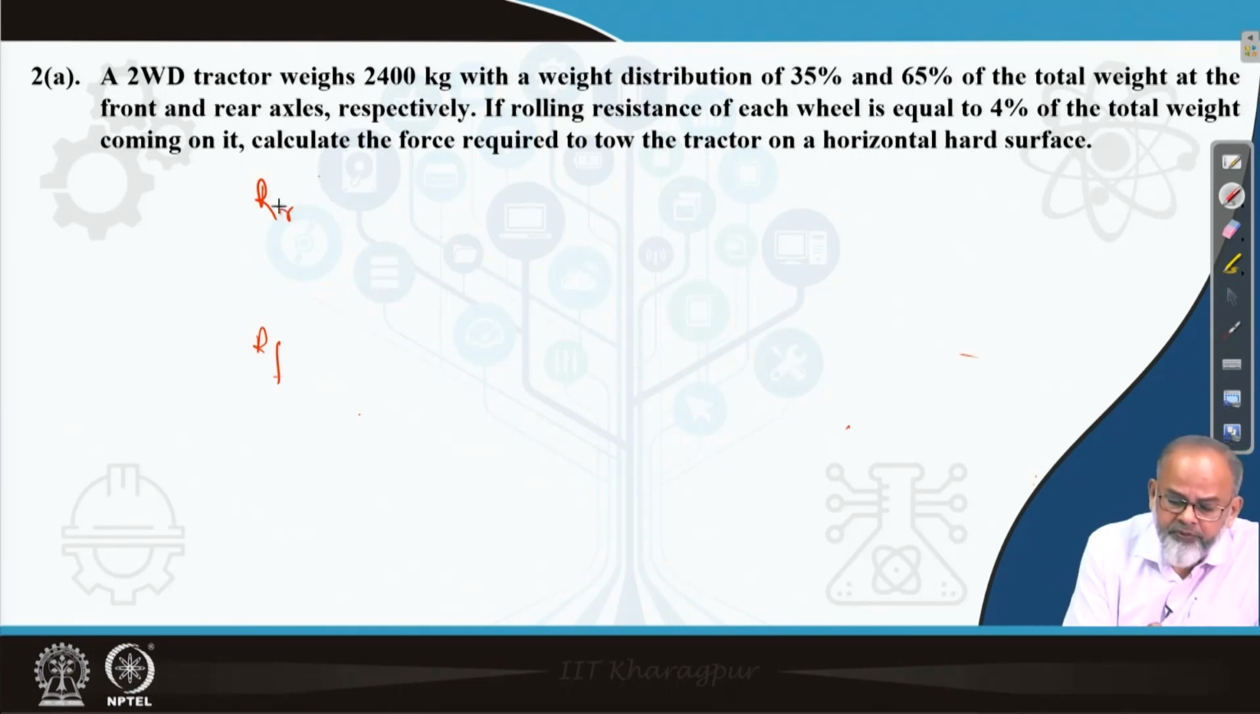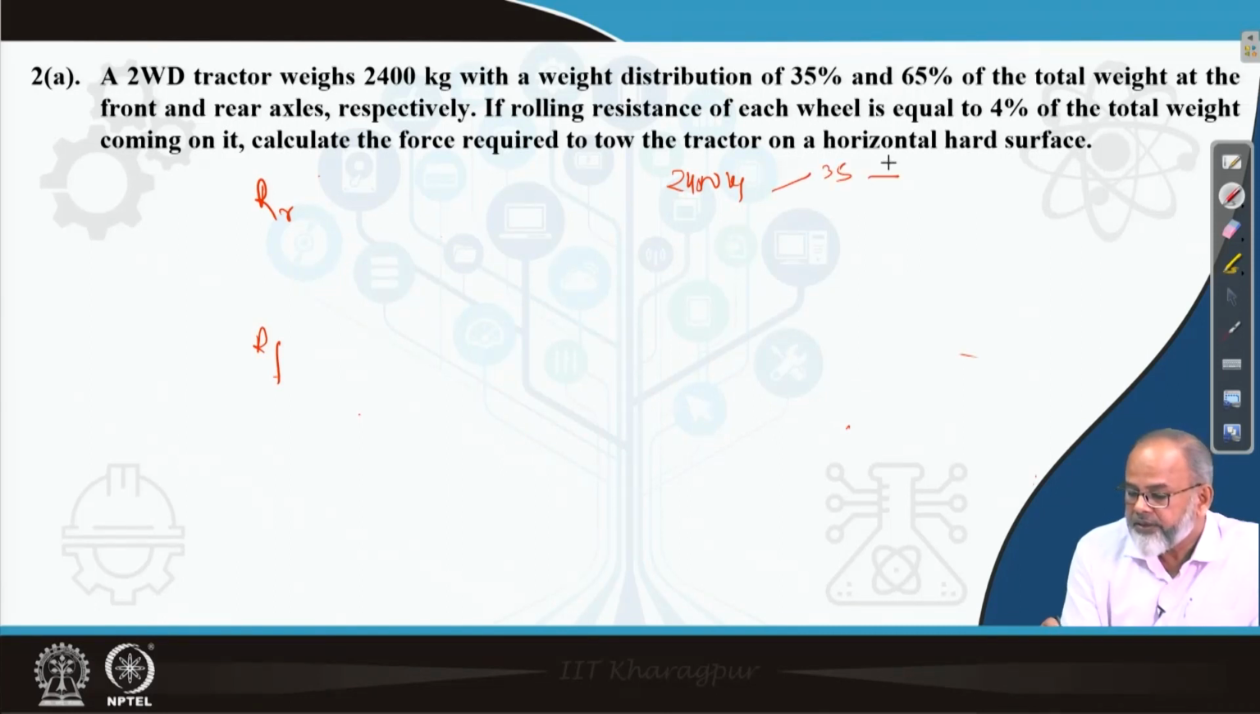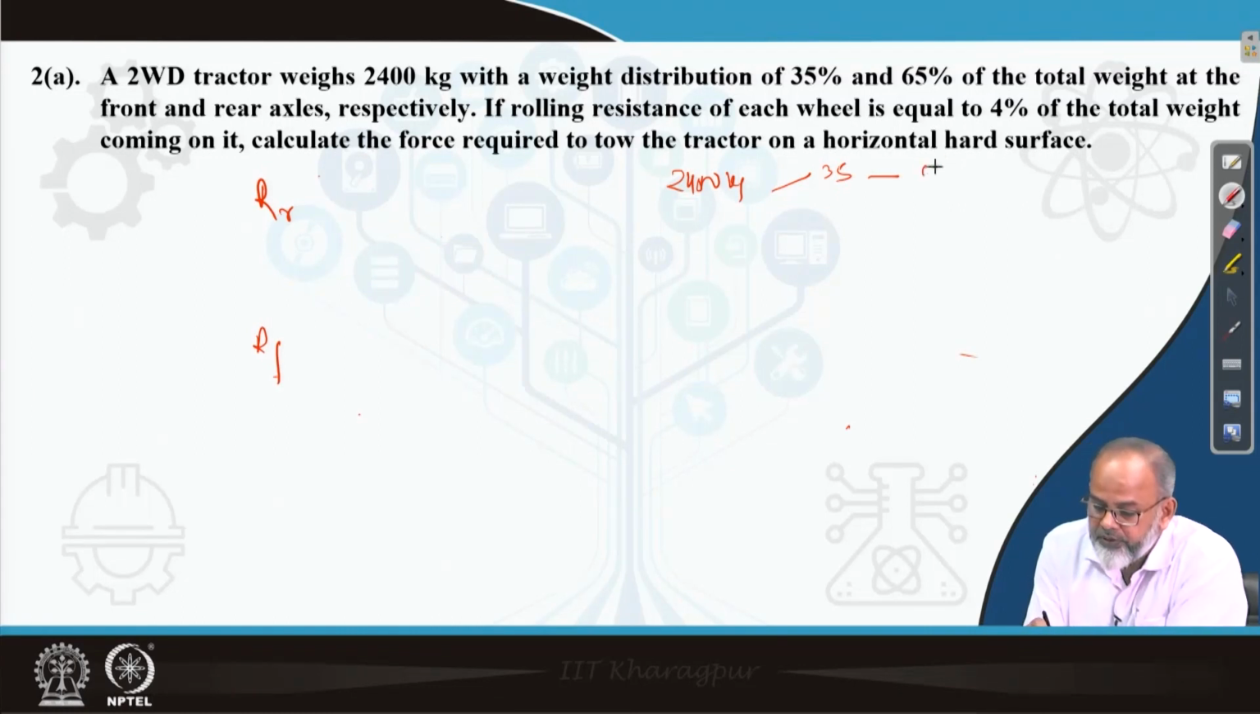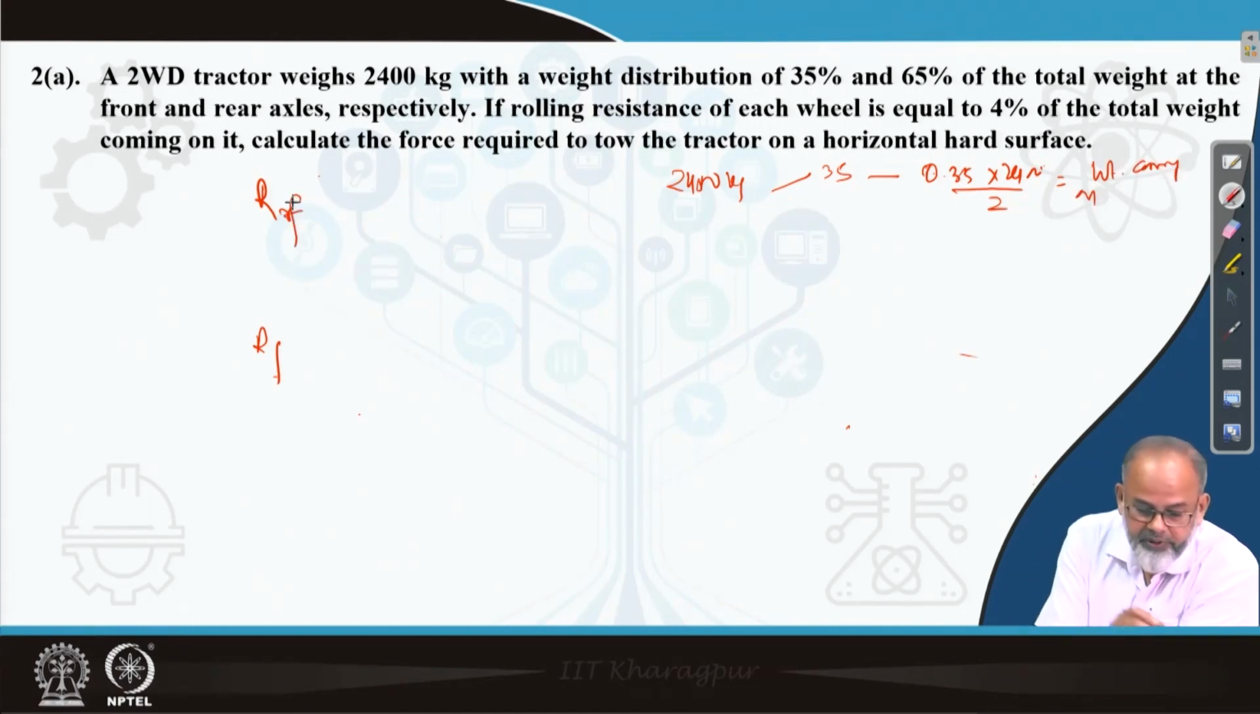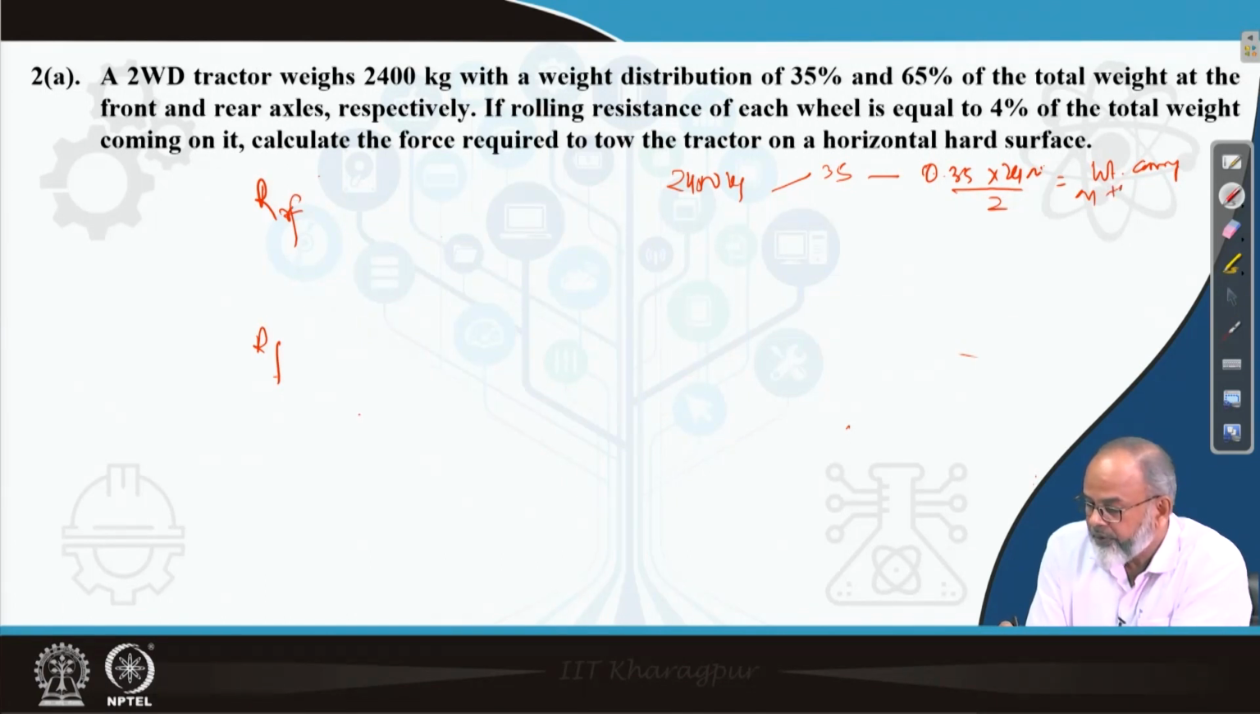So if you are calculating the rolling resistance of one of the wheels, you have to find the weight coming on it. Now 2400 kg is the total weight, out of which 35% is on the front axle. So 0.35 into 2400 divided by 2 will give you the weight coming on each of the front wheels.